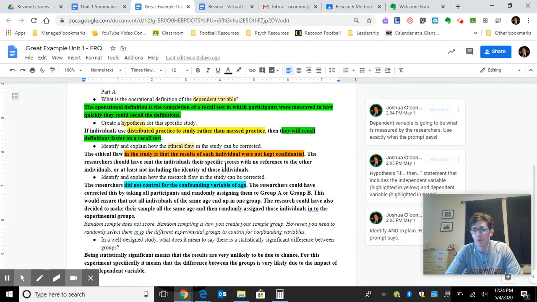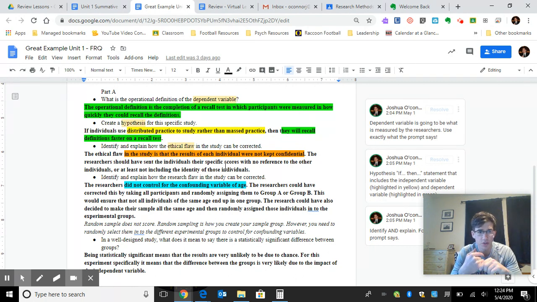So in this example, the researchers didn't control for the confounding variable of age. Obviously, if you go back, you see all the old people were in one group, all the young people in another, which obviously could be a confounding variable. Confounding variable is a third variable that could influence the dependent variable. So obviously, recalling information is going to be more difficult when you're older. So that could have been causing changes in our data.